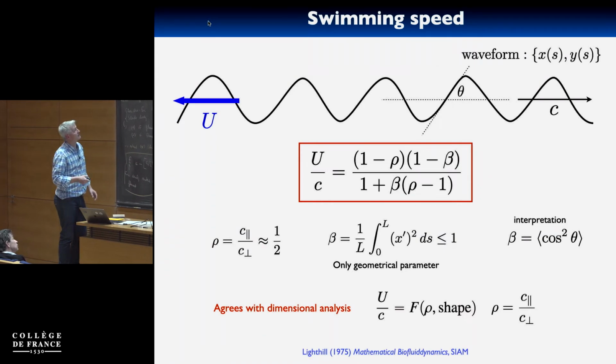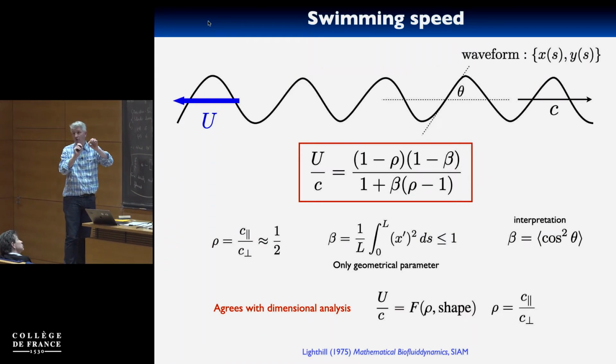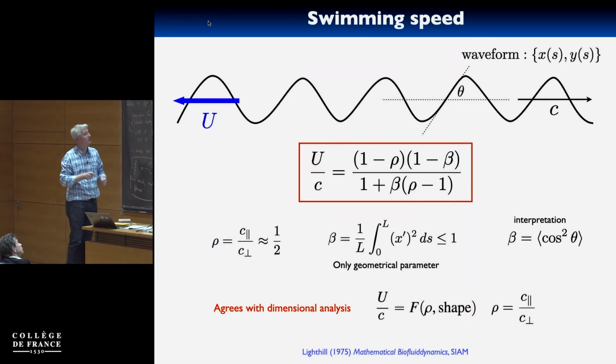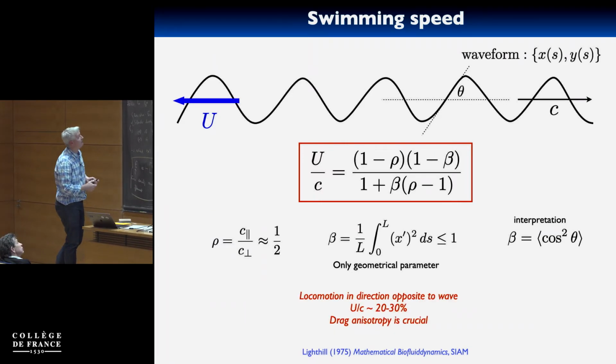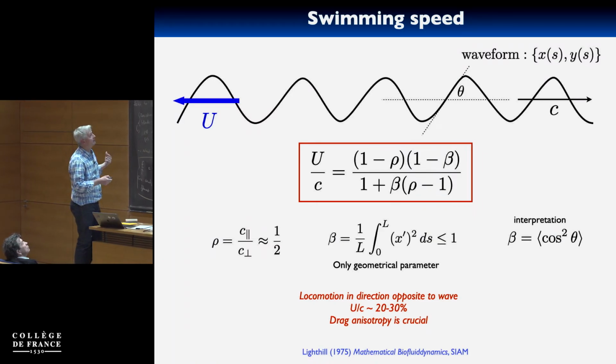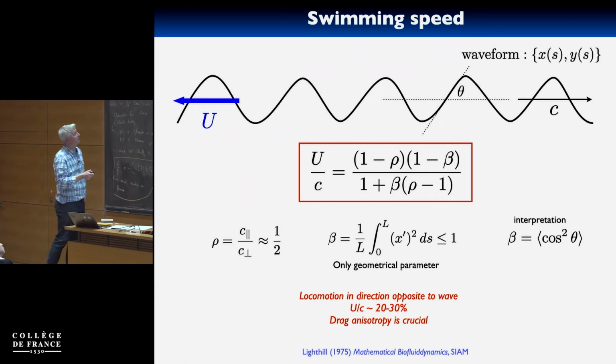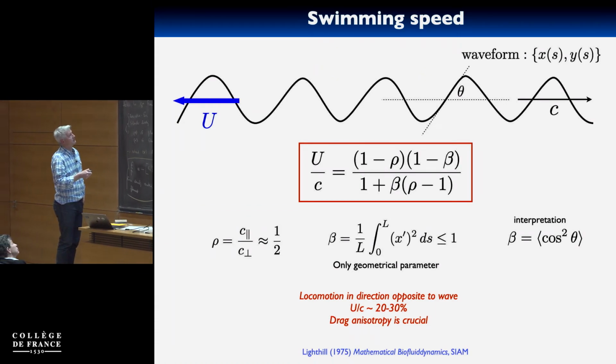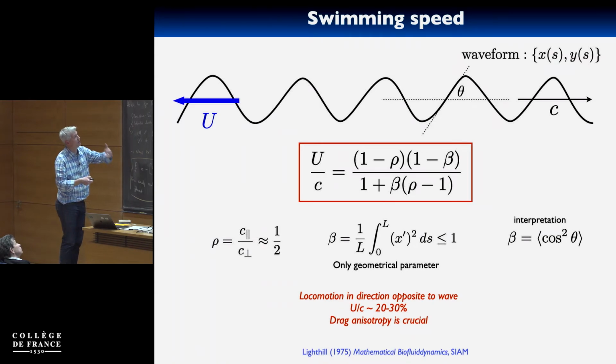Now, if you want to do the calculation in the long wavelength limit, as you mentioned, then you can do this, and you can show that it agrees exactly with the result from Nightingale. By the way, important things to note from this formula. First of all, that number is always positive. Because I've defined u to the left and c to the right, locomotion is always in the direction opposite to the wave. Number two, if you put in numbers, knowing what we know for rho and the typical value of beta for a sperm cell, you get that this ratio is about 20 to 30%, depending on the cell.